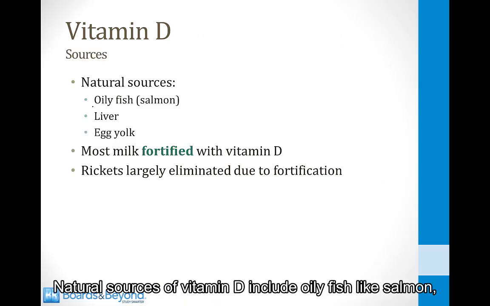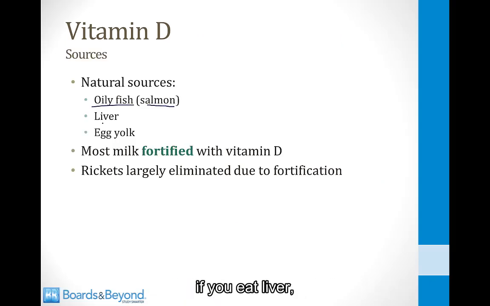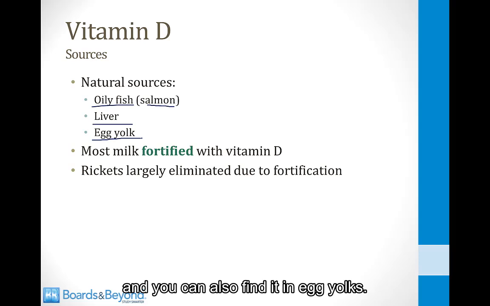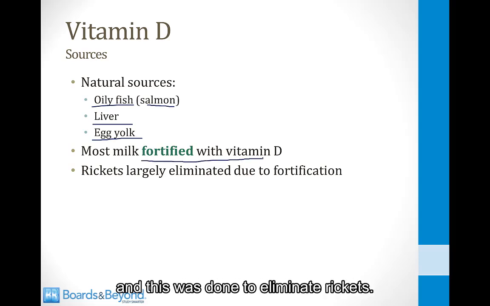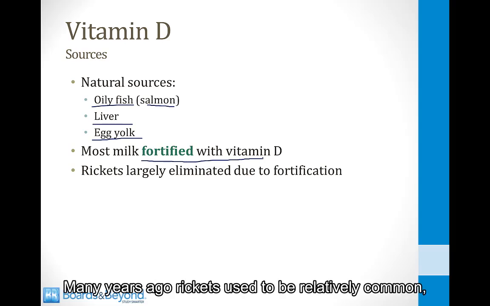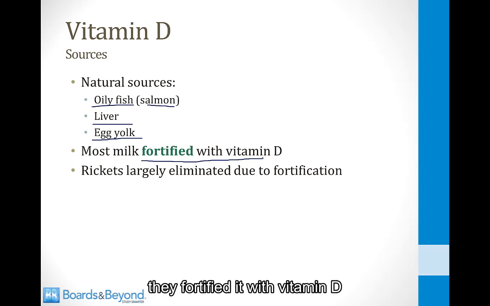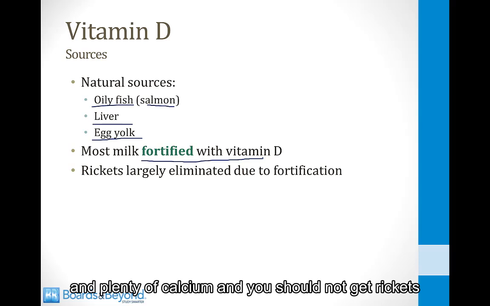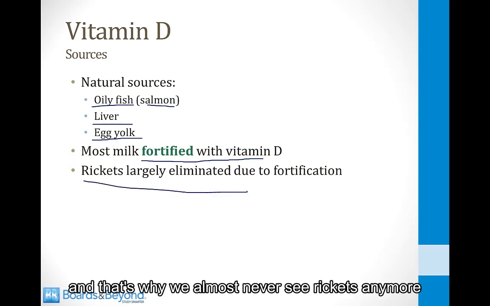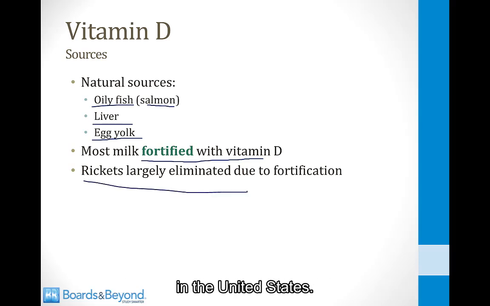Natural sources of vitamin D include oily fish like salmon. If you eat liver, you'll consume lots of vitamin D, and you can also find it in egg yolks. In the United States, most milk is fortified with vitamin D, and this was done to eliminate rickets many years ago. Rickets used to be relatively common. Because milk contains calcium, they fortified it with vitamin D, and therefore if you drink milk, you will get plenty of vitamin D and plenty of calcium, and you should not get rickets, and that's why we almost never see rickets anymore in the United States.